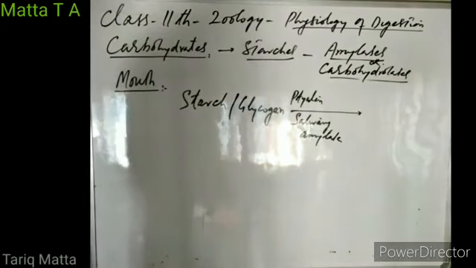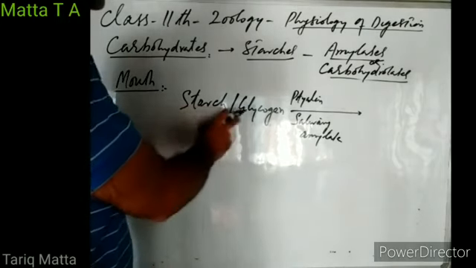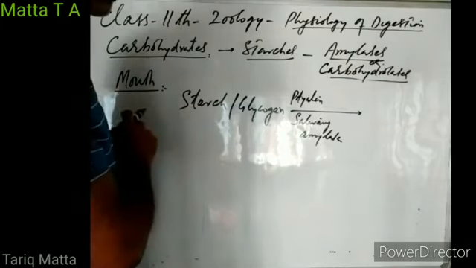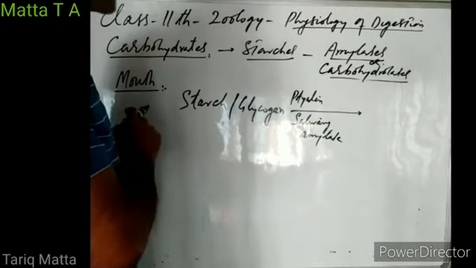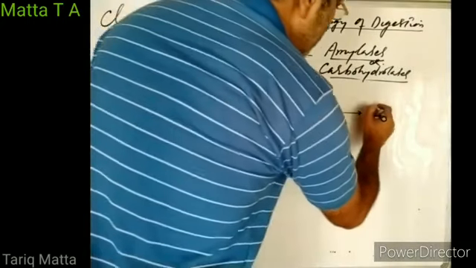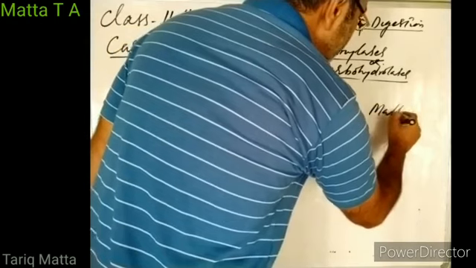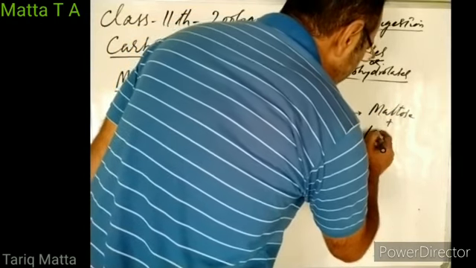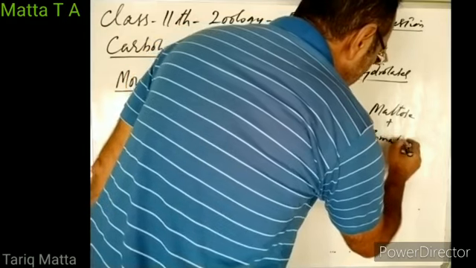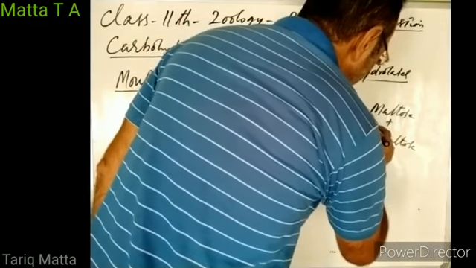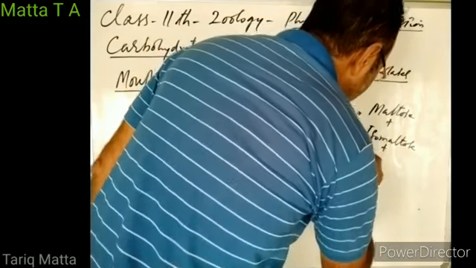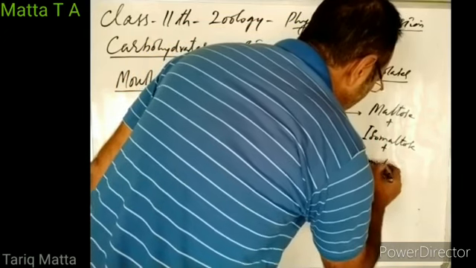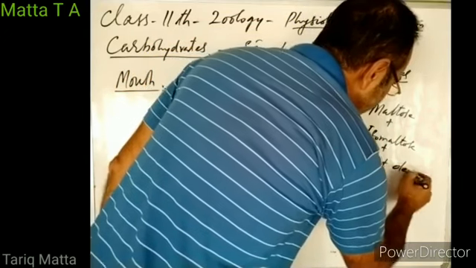This salivary amylase acts on the starch and glycogen in our mouth and breaks the starch and glycogen into oligosaccharides like maltose plus isomaltose, and small sugars known as limit dextrin.